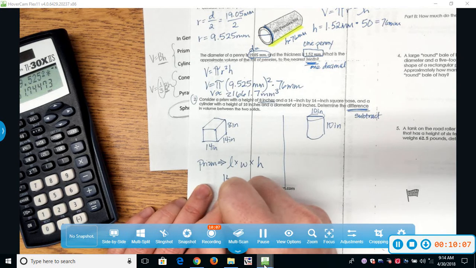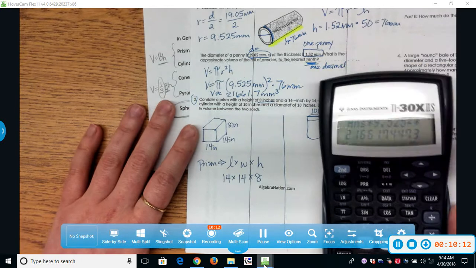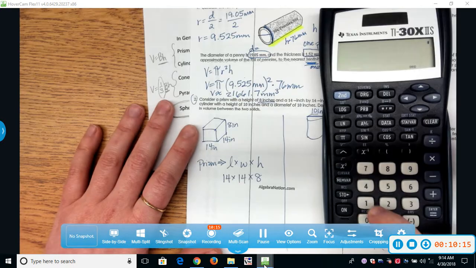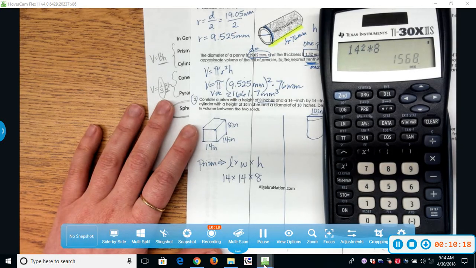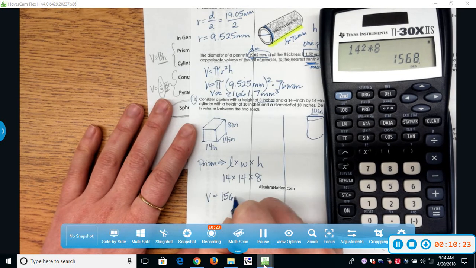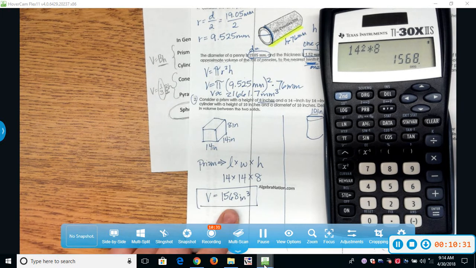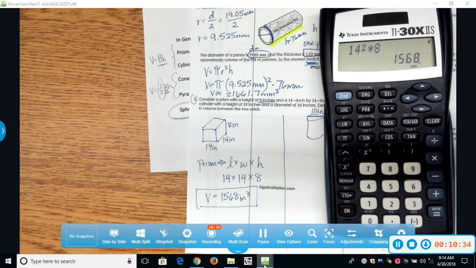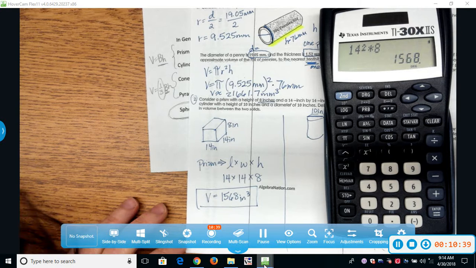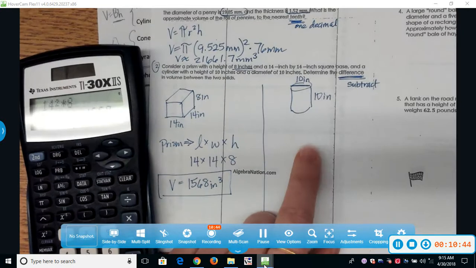So plugging in the numbers, 14 times 8. Let's plug that into the calculator and get the volume. 14 squared times 8. My volume is 1,568. Again, my units for volume are cubic. So, 1,568 inches cubed. We'll zoom in. All right, now let's compare that to the cylinder.